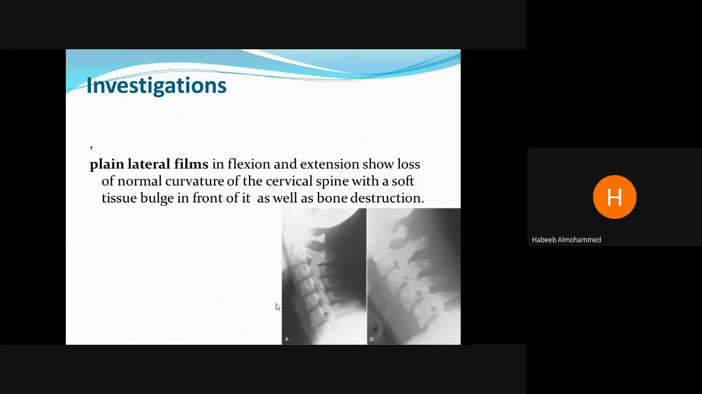Normally lordotic. In retropharyngeal abscess there is straightening of the spine due to spasm. In another picture, B, there is widening of the retropharyngeal space. This soft tissue is normally not more than two thirds of the corresponding vertebra. It will be discussed in more detail with Dr. Ahmed, inshallah, in the discussion about radiology in ENT in an online teaching session.